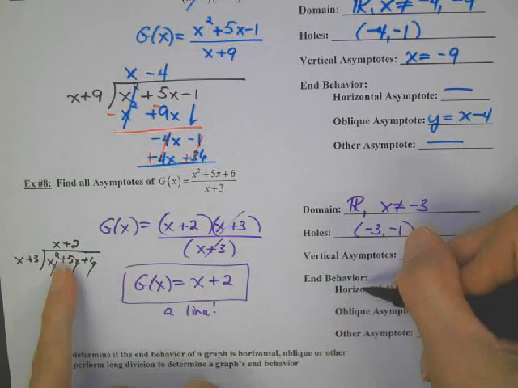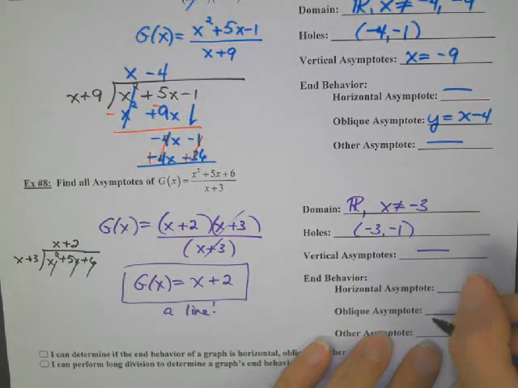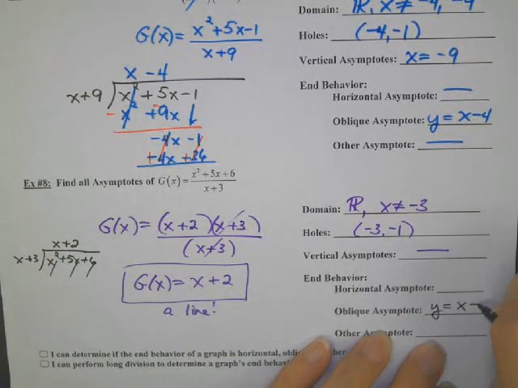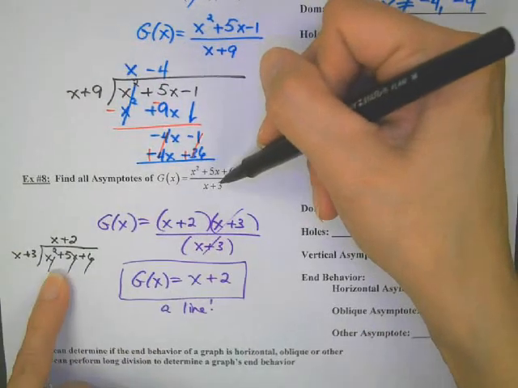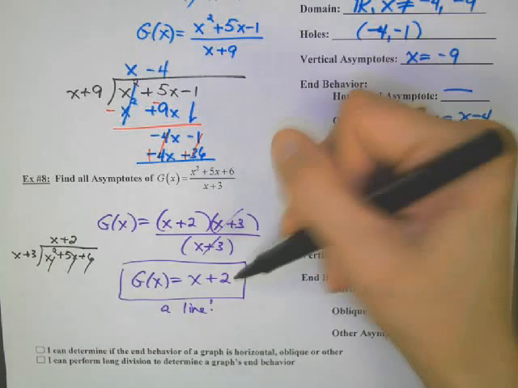So it does have end behavior, and the end behavior is going to be oblique, and you call it y equals x plus 2. If you want to go ahead and do the long division with the original, you're going to get that answer, or you can just remember when everything cancels out and makes just a line, then your ends are going to follow a line.